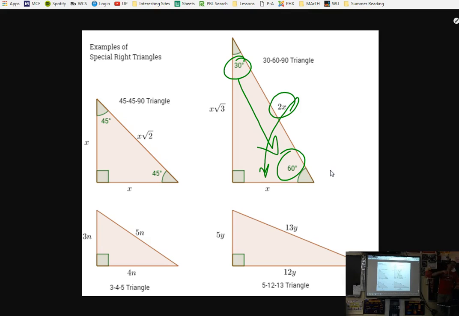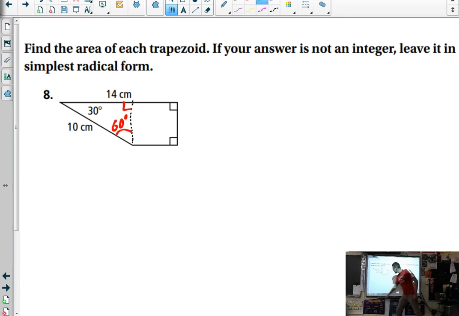60's double 30. My longest leg, my hypotenuse, is twice my shortest leg. So now knowing that, we can come back here and say, well, I know my hypotenuse is 10 centimeters. So you asked for this. What else can I then figure out if I know that hypotenuse? So then this would have to be 5. From there, what can I figure out?